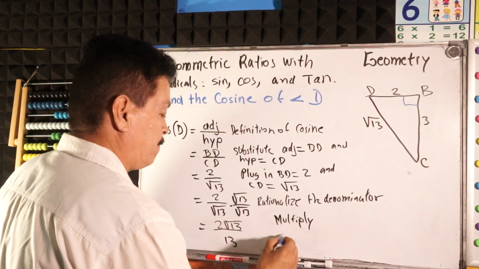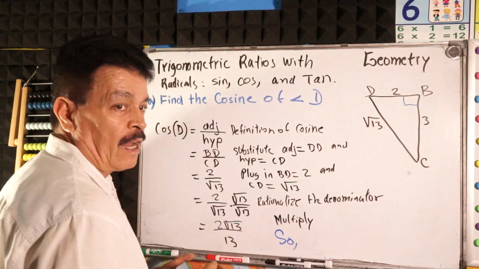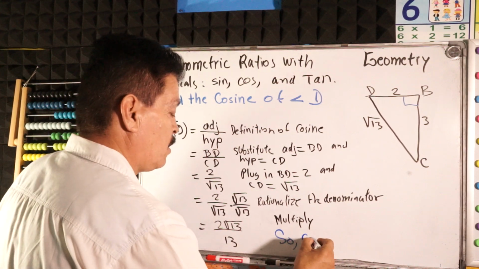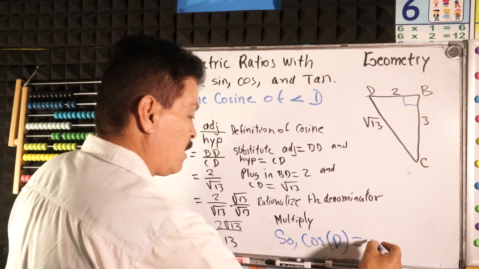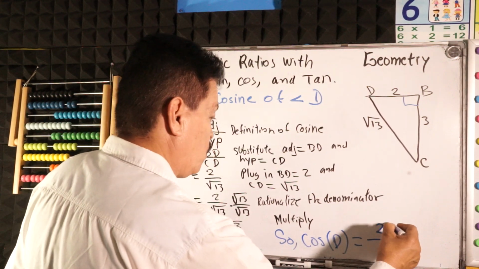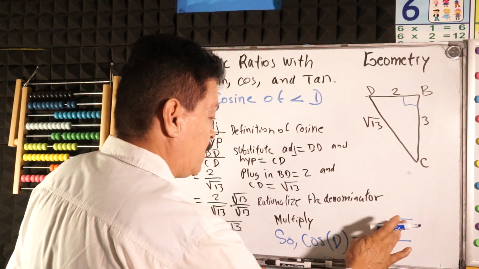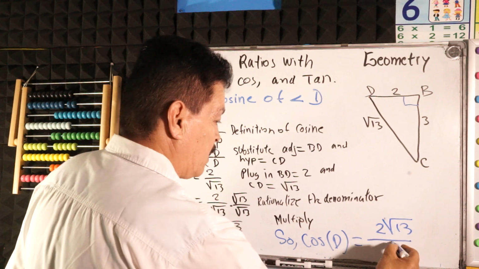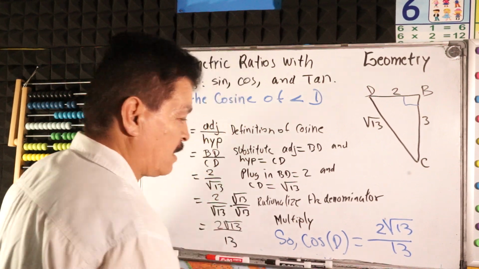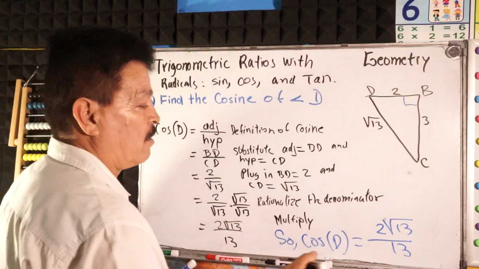Cosine of angle D equals 2 square root of 13 divided by 13. So that's our answer. That is our answer, okay?